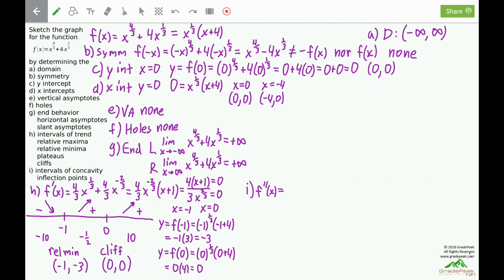Taking this from f prime of x, each term is a power rule. The first term, bring the power down, multiply with the 4/3. 4/3 times 1/3, multiplying the numerators, 4 times 1 is 4. Multiplying the denominators, 3 times 3 is 9. X raised to the, subtract 1 from the power, 1/3 minus 1, 1/3 minus 3/3, 1 minus 3, which is negative 2/3.